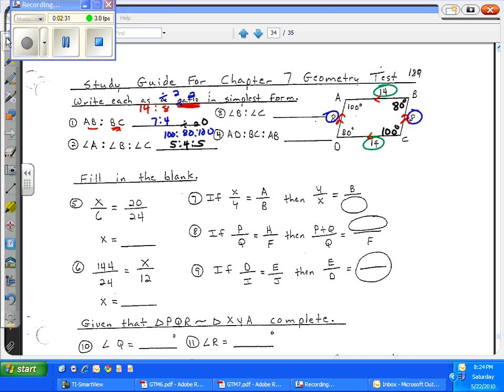Angle B and C, angle B is 80, angle C is 100. You would again divide by the greatest common factor, 20, and you'd get 4 to 5.